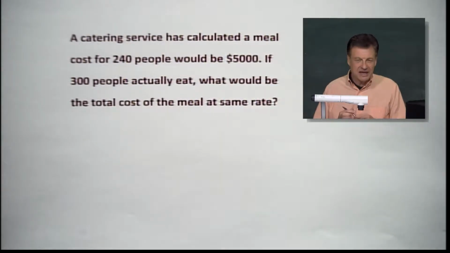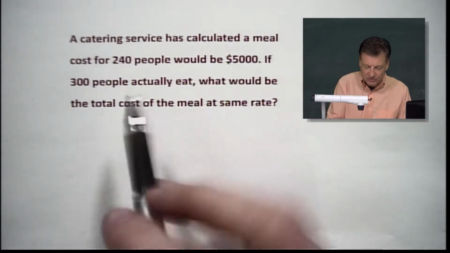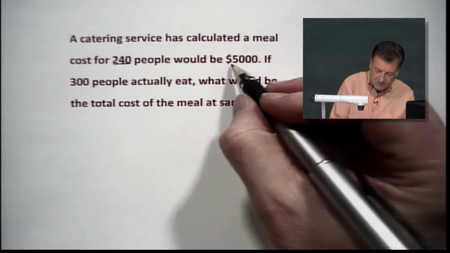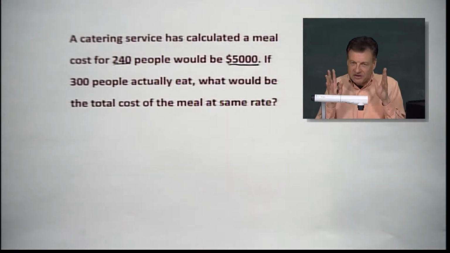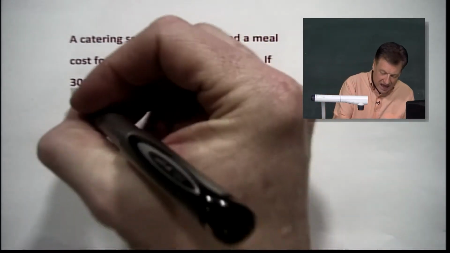So I'm thinking, and I'm going to add even one more thing here. Let's look at this thing. We've got numbers that are important. The 240 matches up with 5,000, so they go together. That's in my mind, they're going together. In your mind, they're going together, I hope.